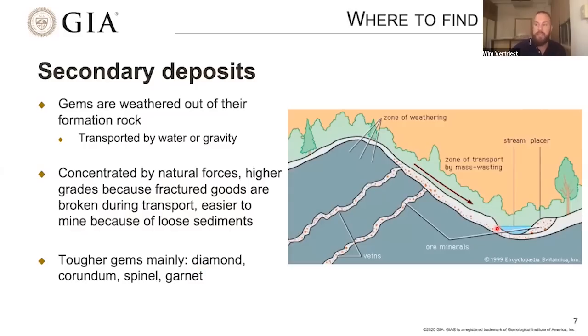Now, of course, if you have a secondary deposit, it means that your gem was weathered out of the host rock and it has been transported, so you don't have any physical contact. You don't really know in what kind of environment this gem originally formed. So that makes it very challenging to understand the geology that formed these gemstones, because the locality where you find them is completely detached from the place that formed them.